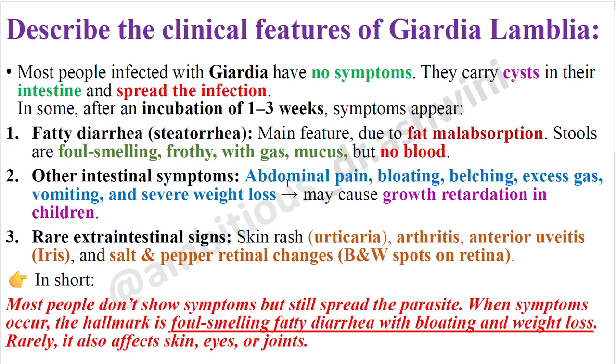Other intestinal symptoms are abdominal pain, bloating, belching, excess gas, vomiting, and severe weight loss, which may cause growth retardation in children. Third one is rare extraintestinal signs, that is skin rash, urticaria, arthritis, anterior uveitis, that happens in the iris, and salt and pepper retinal changes, which are black and white spots on the retina. So in short, most people don't show symptoms but still spread the parasite. When symptoms occur, the hallmark is foul smelling, fatty diarrhea with bloating and weight loss. Rarely it also affects skin, eyes or joints.